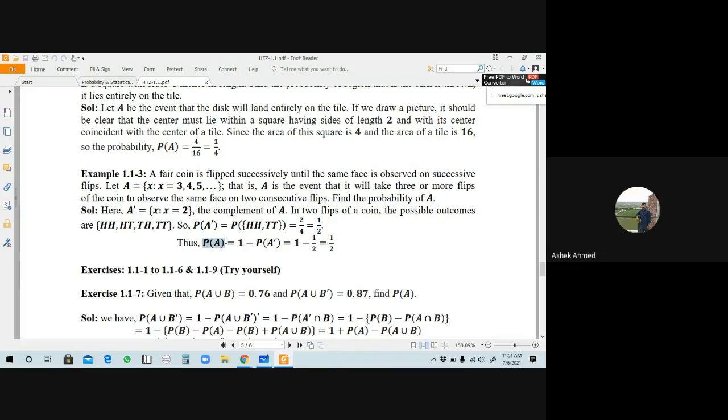From here, the probability of A will be 1 minus the probability of A complement. A complement means what? I want to find the probability of A, but I got the probability of A complement, which is half. So from here we can say that the probability of A will be 1 minus the probability of A complement, so this will be half here. Understand?